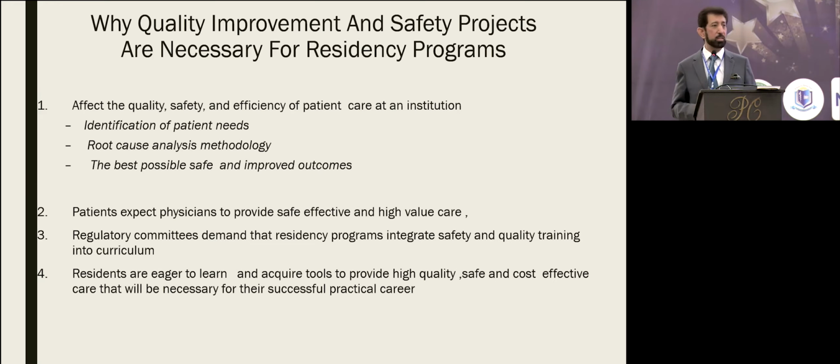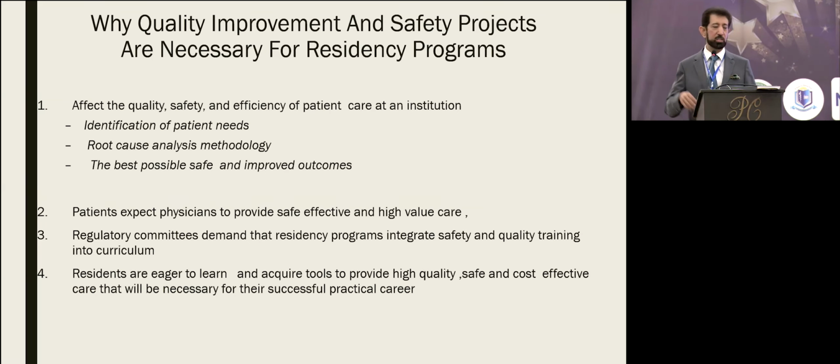The patients demand that the care being provided should be of top quality, it should be safe, and it should be efficient. And not only the patients, but your health regulatory authorities, your departments, your Punjab Healthcare Commission, your Pakistan Medical Commission, they demand that the care for this patient should be safe, efficient, and of top quality.